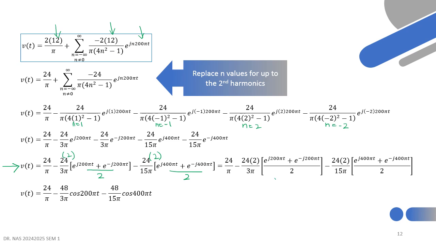Okay, so now you already have the equation in cosine shape. Then you can convert the exponential form into trigonometric form. So this is the final answer of your equation in trigonometric form.